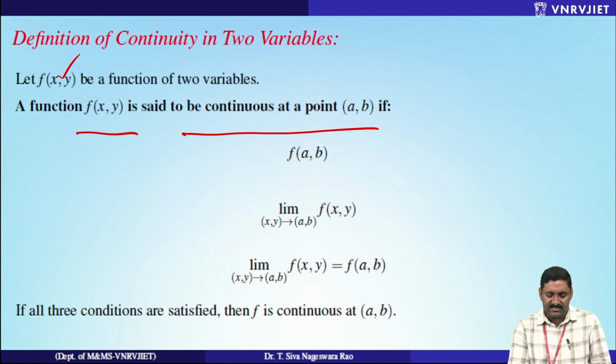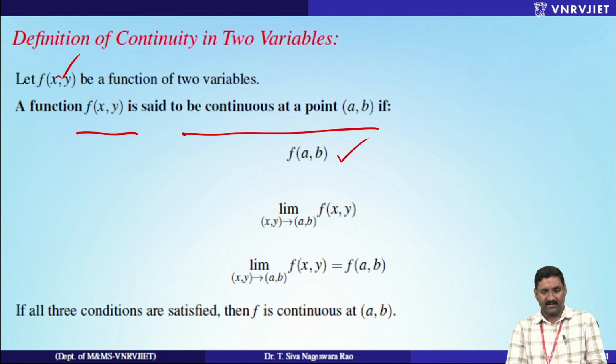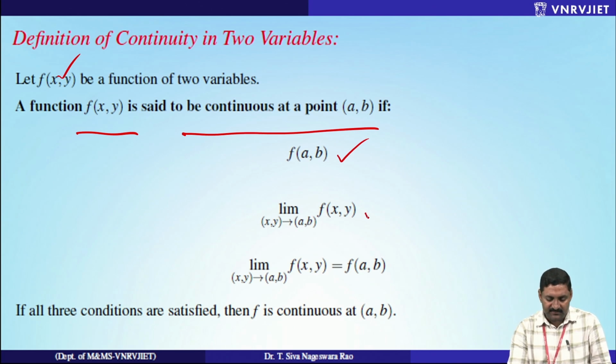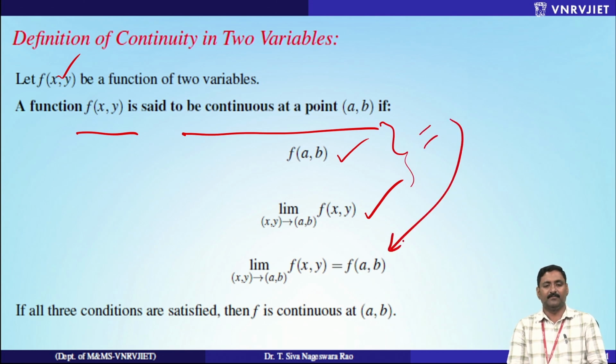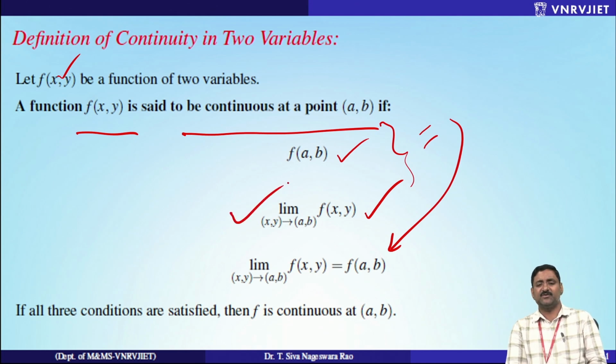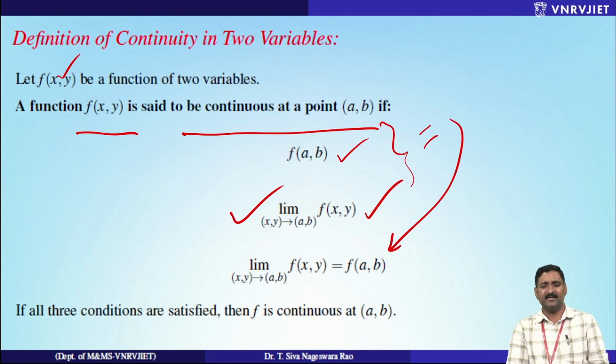First one, in the function definition, this value should exist. Together with this, if this limit exists and both are equal, then only we can say the function is continuous at a given point a comma b. Here if you are observing, this is also one of the conditions in view of discussing continuity. So this looks like the limit of a given function involving 2 variables.